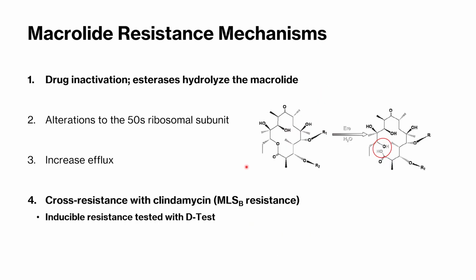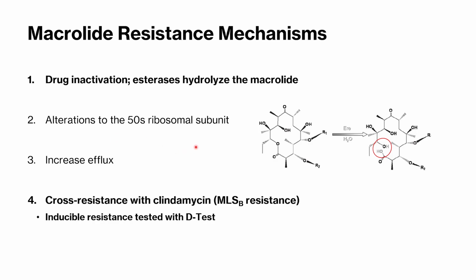So how does resistance occur? Mainly through drug inactivation. So esterases hydrolyze the macrolide. You can see that here. Hydrolysis occurs right there, snaps it open. Drug just doesn't work if it's not exactly right. And you can also see here, this is a big drug. This is a big little chain there. And then once it snaps, it'll probably unravel and be a lot longer. It's just not the same.